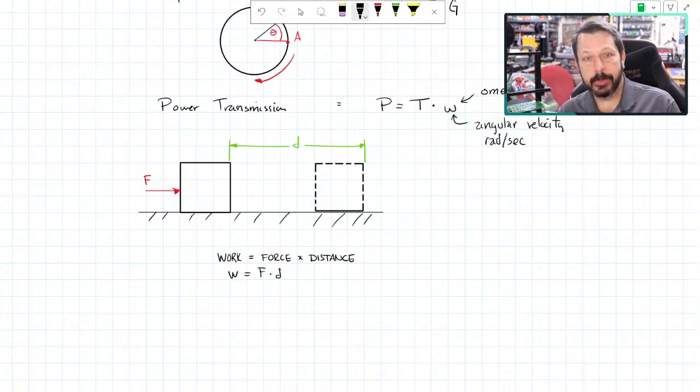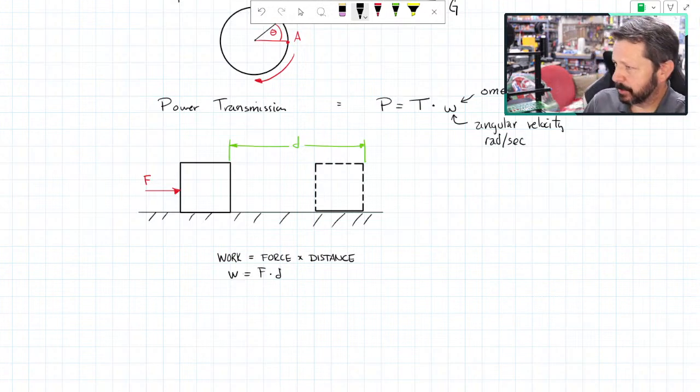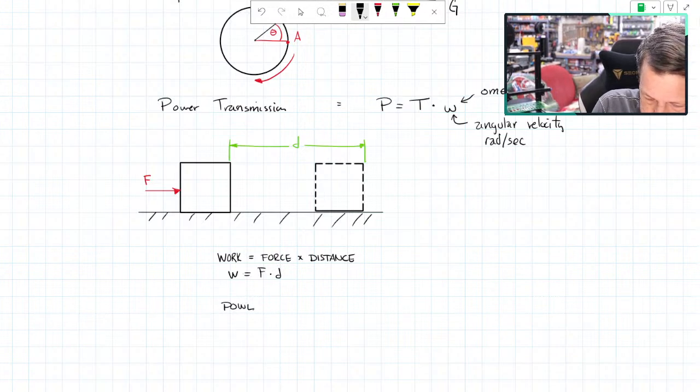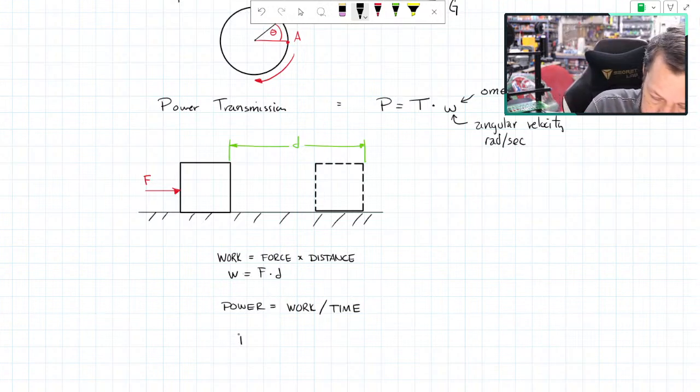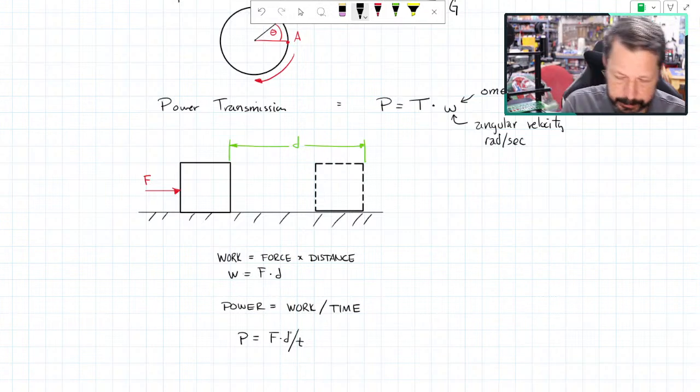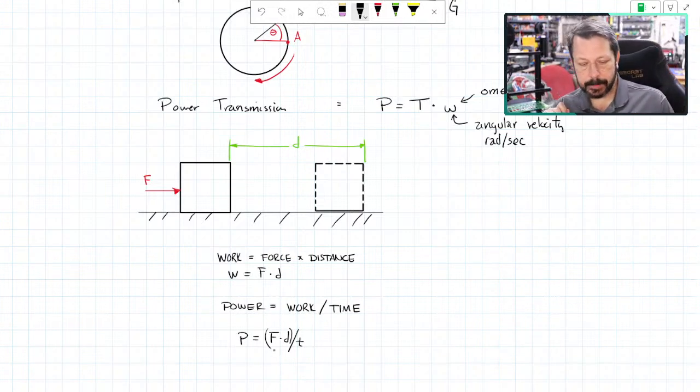So I've actually done work when I moved the box, but depending on how fast I move the box will determine how much power I generated. If I move it really slowly, it takes me all day to move the box pushing on it, then that's a different amount of power than moving the box in 1 second. So it takes more power to move it faster. So in fact, power is equal to the amount of work you do divided by how long it takes you to do that work. Okay, so power equals work, which is force times distance, over time. We'll just use T. Let's put this in parentheses so it's not D over T. There we go. So that would be how we do power.